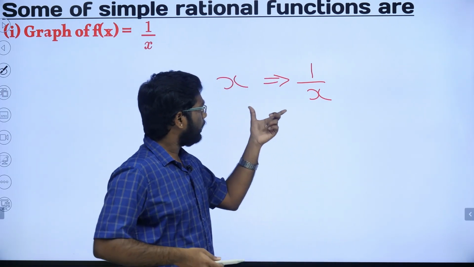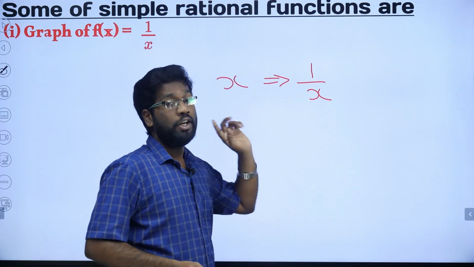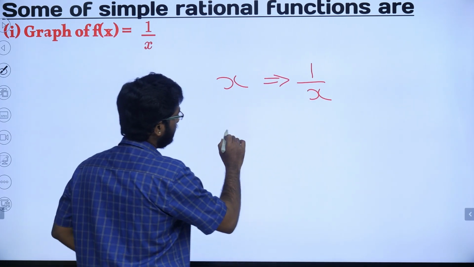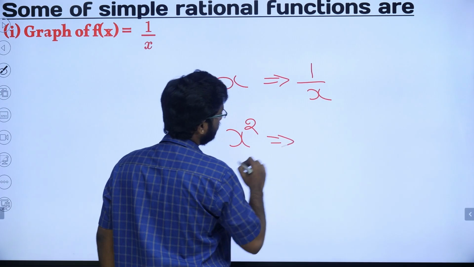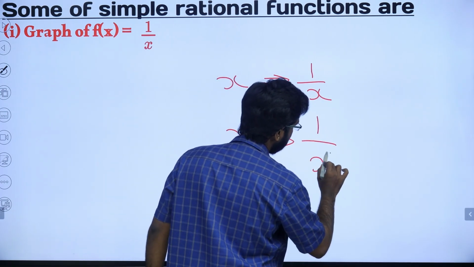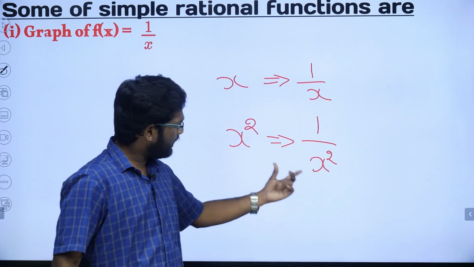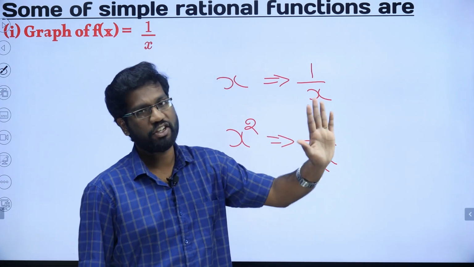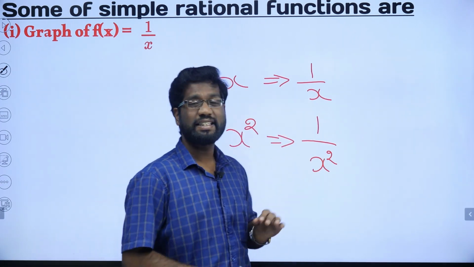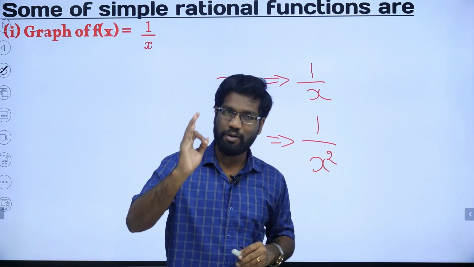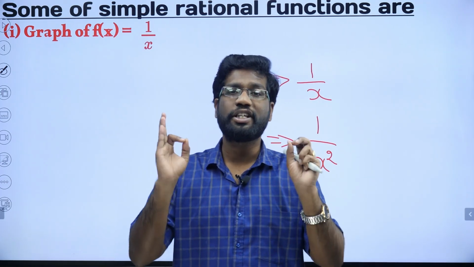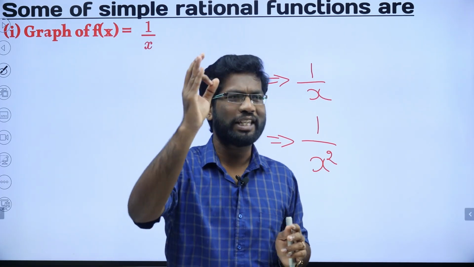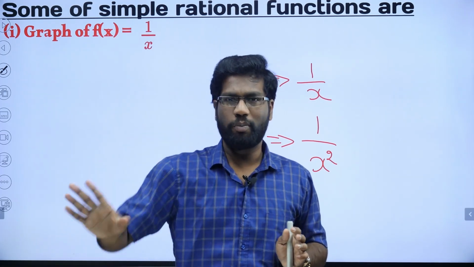Okay. Now x becomes 1 by x. So whatever function goes reciprocal for our polynomial, if I take x square, then it becomes 1 by x square, my dear students. Then it is a rational function. Likewise, there are so many rational functions. Let's see some standard graphs. From those standard graphs, whatever difficult graph they are going to give, you can achieve it. You can do it. Okay, so no problem at all.